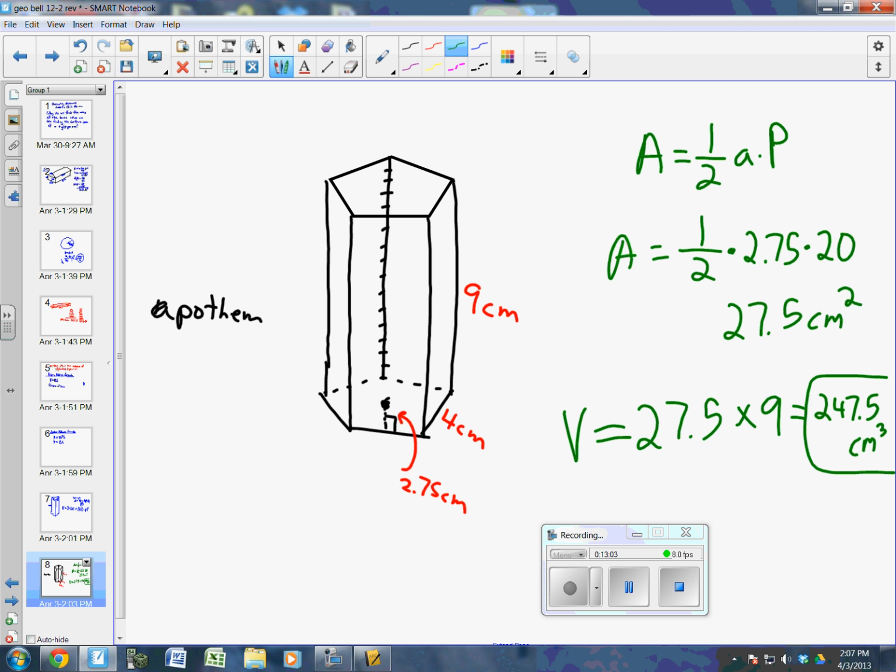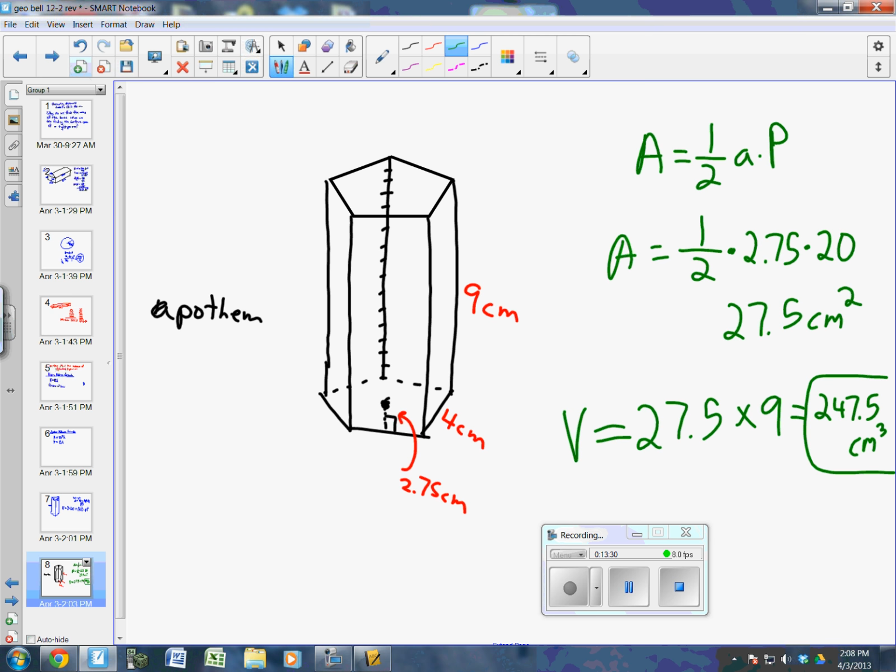Any questions? So you guys remember how to find the area? Write down this area formula for polygons, you guys, in case you don't have it. That works for any regular hexagonal, regular pentagonal, regular octagonal. So all you have to do is find the perimeter, times it by the apothem, divided by 2. You're going to need that one today.